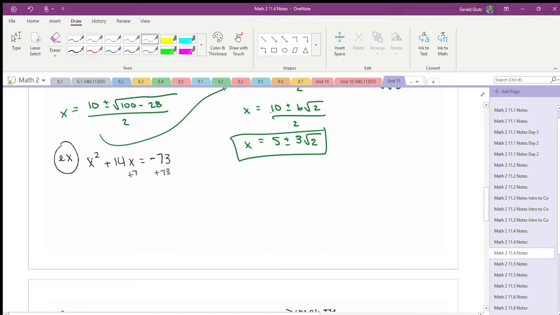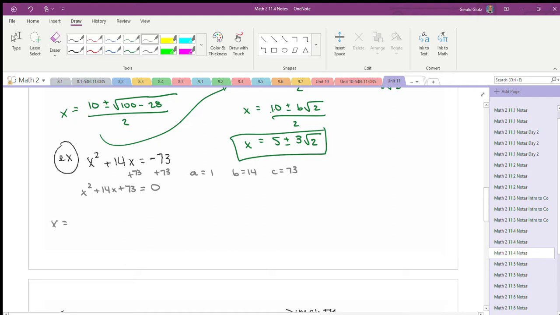I'm going to add 73 to both sides. So x squared plus 14x plus 73 is equal to 0. So now I know a is equal to 1, b is equal to 14, and c is equal to 73.